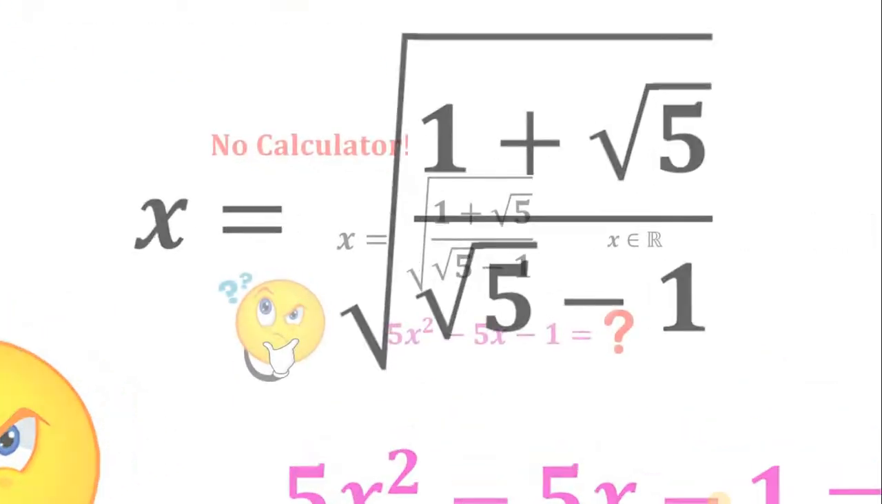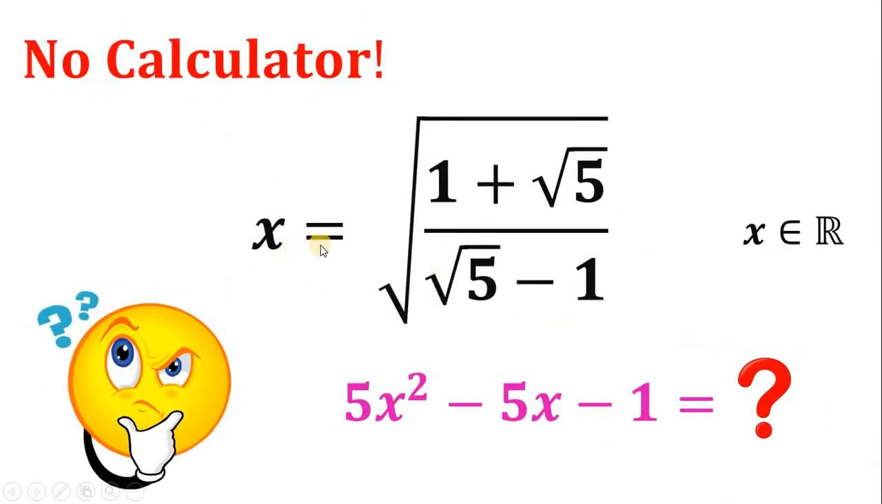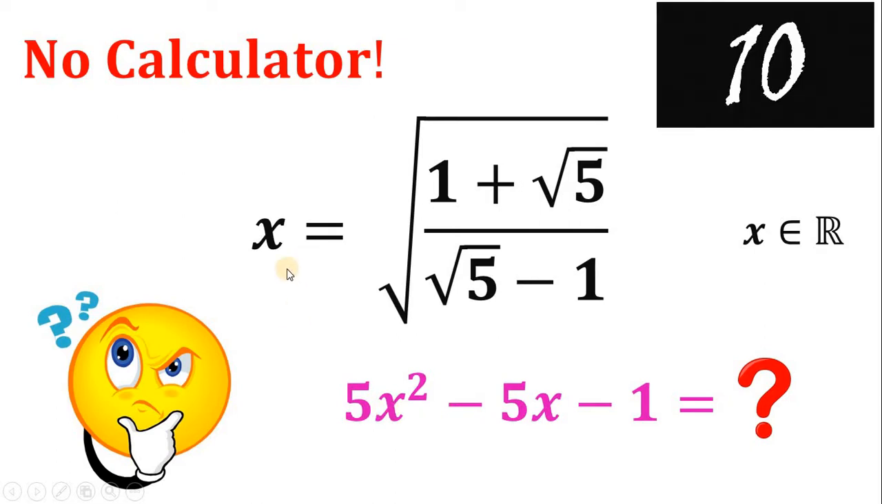So here's the question. If x equals the square root of 1 plus square root of 5 all over square root of 5 minus 1, wherein x is a real number, then what is the value of 5x squared minus 5x minus 1? You can pause this video if you want to give this problem a try.